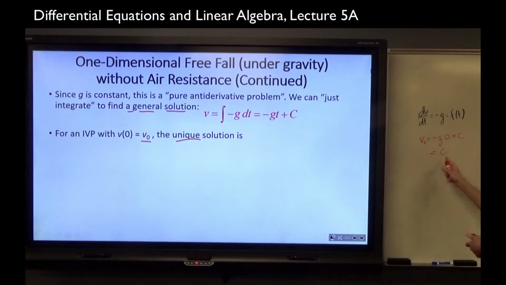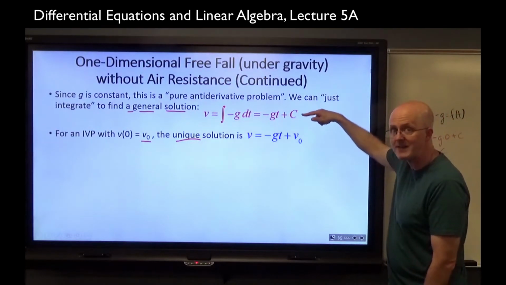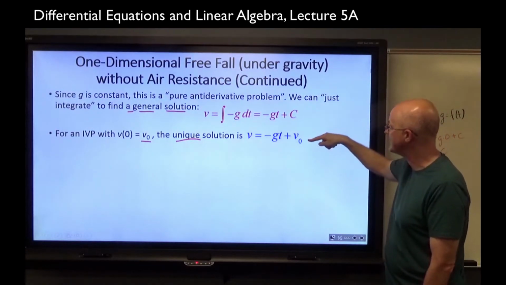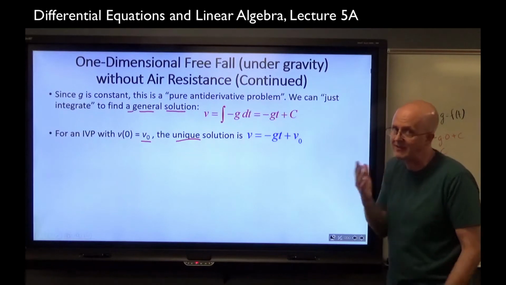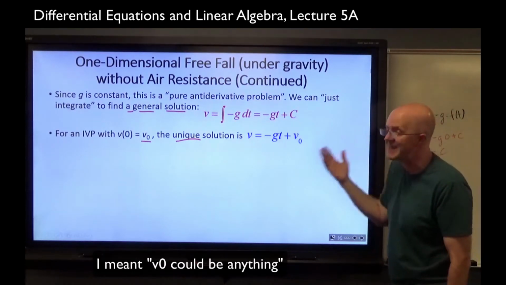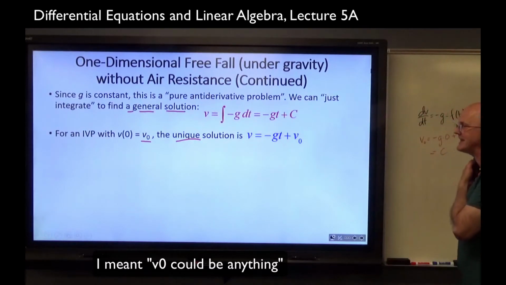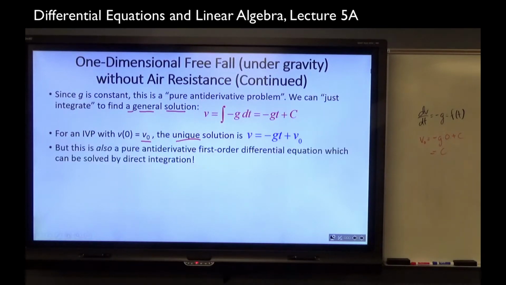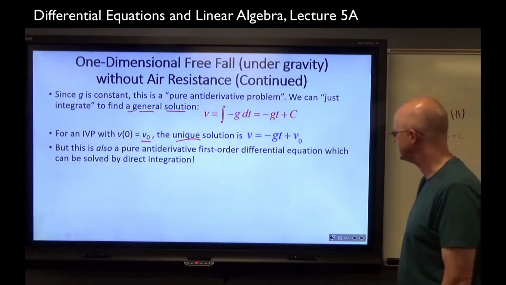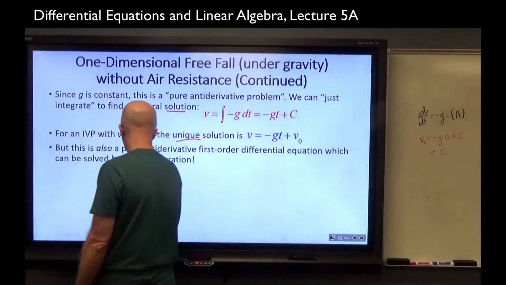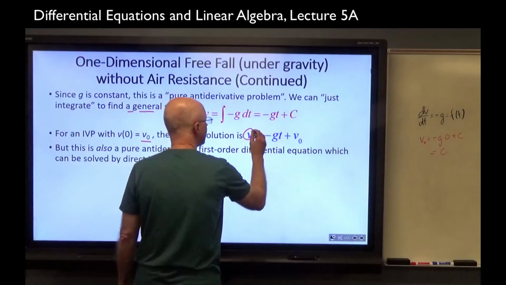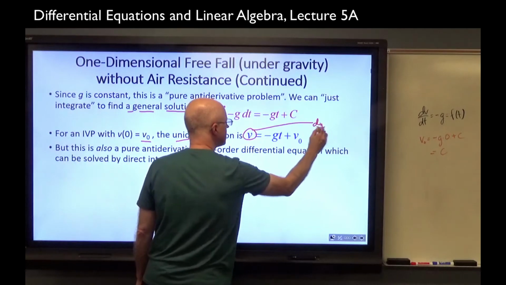We need to choose c to be the initial velocity in order to get the unique solution of the initial value problem. Imagine this is representing infinitely many answers, and I'm imagining this representing one specific answer, though again, v0 could be anything. But I'm imagining it's fixed in my mind. This equation does give us the velocity as a function of time. It's actually also a differential equation because v is dy dt. That v right there is dy dt.